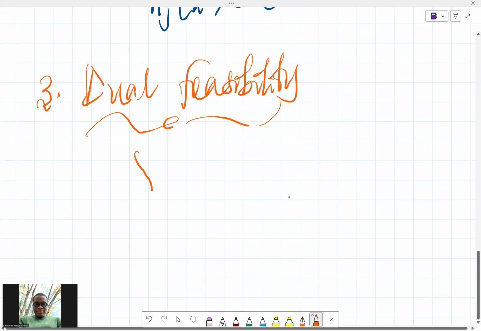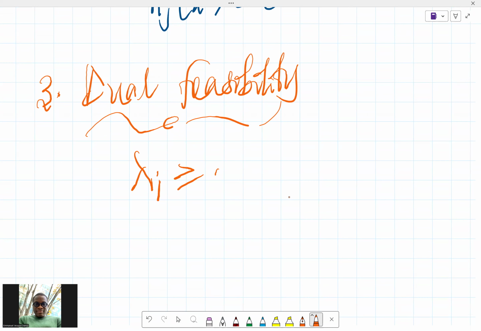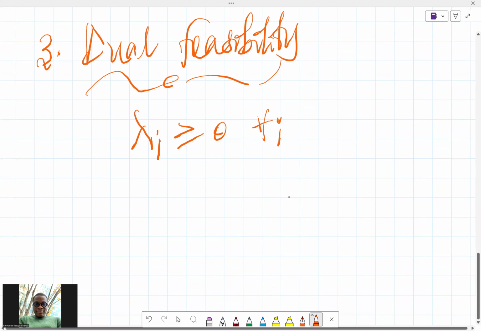For the dual feasibility, we are simply saying that all the lambda i's are always greater than or equal to 0. That's all the Lagrange multipliers, and that happens for every i. So that is simply the dual feasibility.